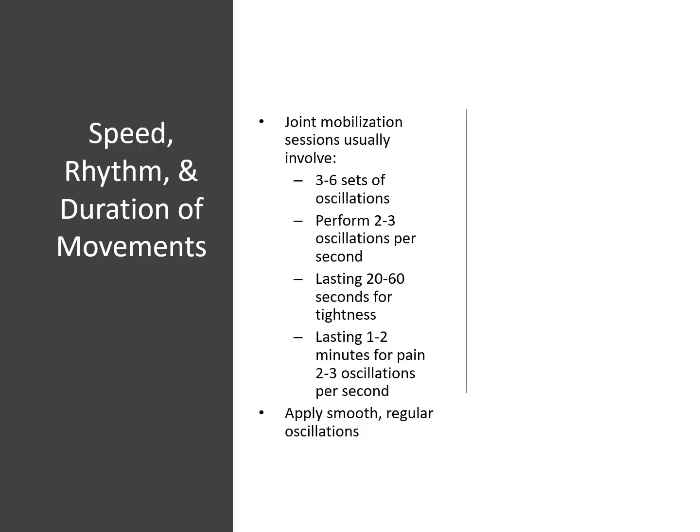Now coming to dosage, the joint mobilization session usually involves 3 to 6 sets of oscillation. You need to give 2 to 3 oscillations per second, lasting for at least 60 seconds for tightness, 1 to 2 minutes for pain. Apply smooth and regular oscillations. So this is the dosage for mobilization. So 3 to 6 sets of oscillations, and it should go for 60 seconds.